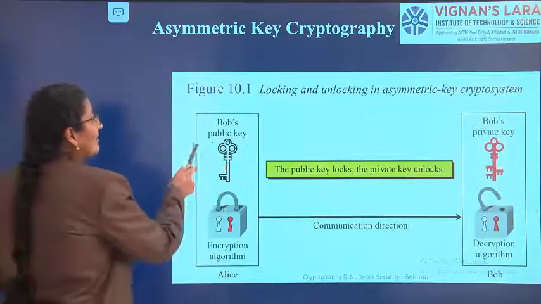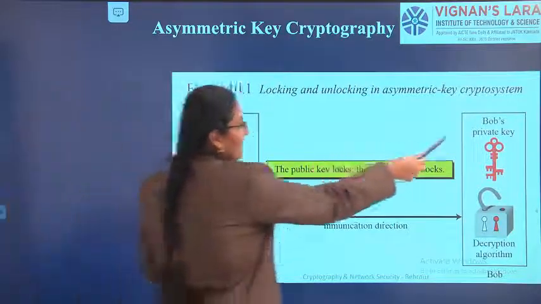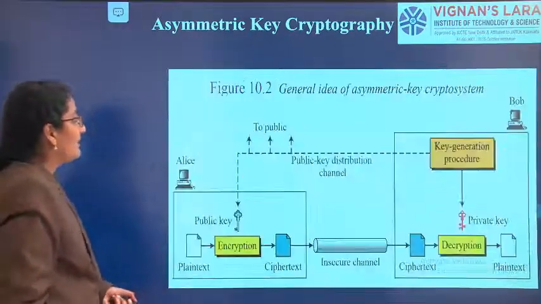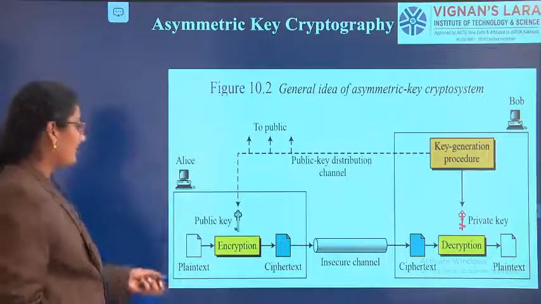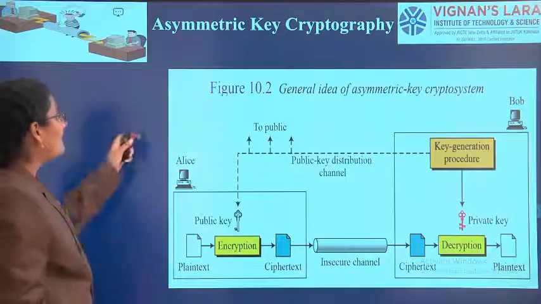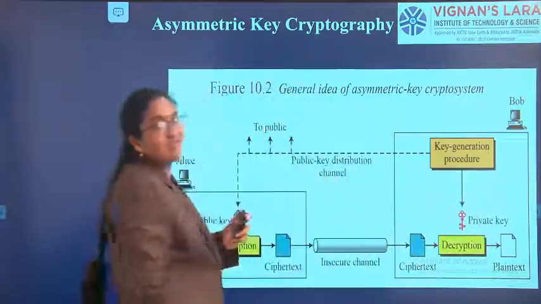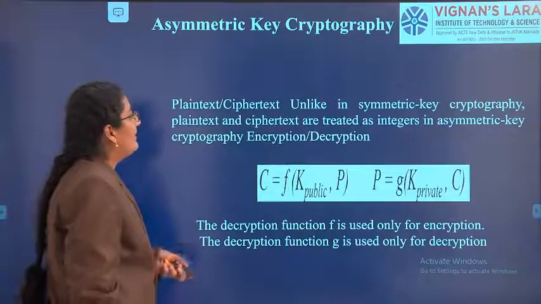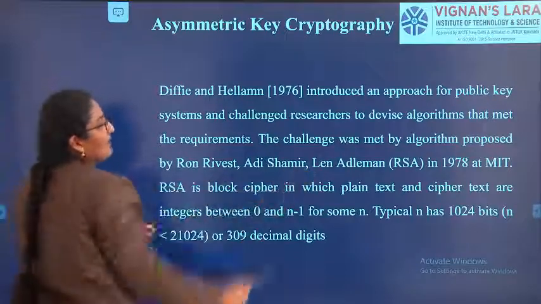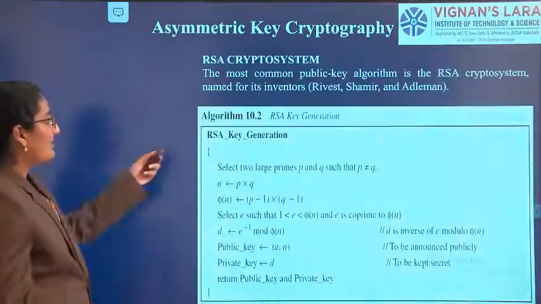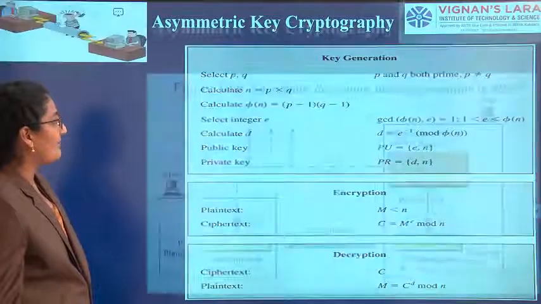You have to remember what is the public key and what is the private key. The receiver's public key is used for encryption, and the receiver's private key is used for decryption. The sender and receiver will not always be the same; they will change. Then this public key and private key are generated by the key generation procedure, which we will discuss in unit 4. RSA was named after Rivest, Shamir and Adleman in 1978. This is the algorithm for that, and these are the steps happening in RSA.